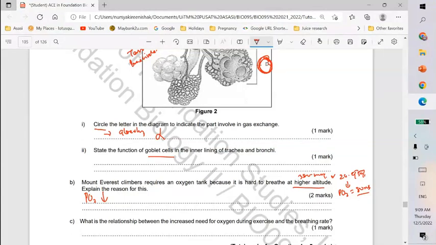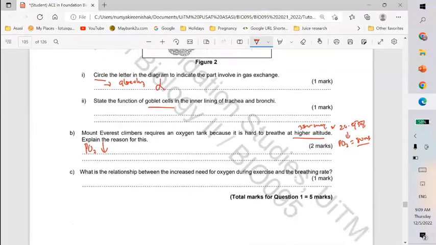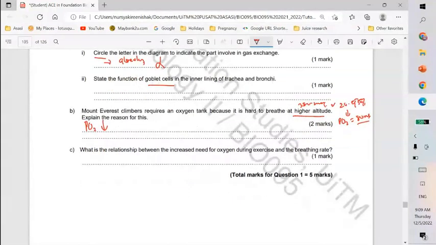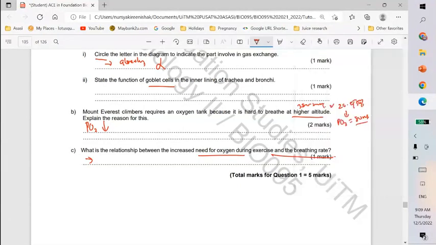Next, C. Nik Nufarah. What is the relationship between the increased need for oxygen during exercise and the breathing rate? The higher the need for oxygen during exercise, the higher the breathing rate. Okay, that is right. It is a straightforward question. The higher the need of oxygen, the higher the breathing rate. So you need more oxygen, so you breathe more.